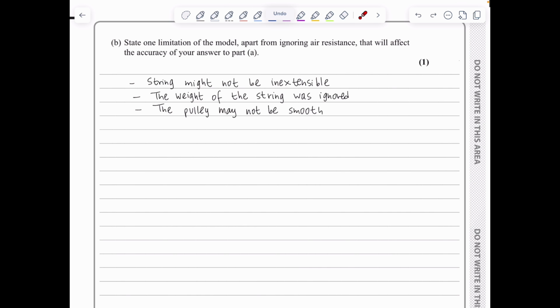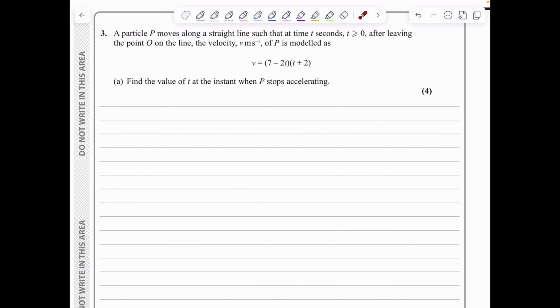Now in part B, we need to state one limitation of the model apart from ignoring air resistance that will affect the accuracy of our answer to part A. So the first thing we could challenge is that the string might not be inextensible, or we could also say that the weight of the string was completely ignored in our calculation, or finally we could mention that the pulley may not be smooth.